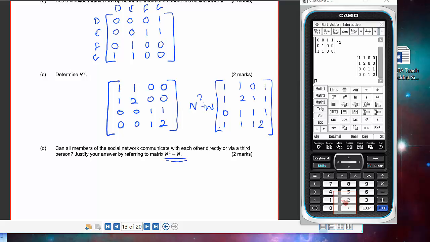Well, the answer is no. And the reason is we have 2 zeros in N squared plus N. So this matrix would be direct communication for N, and via another person is N squared, but we still have 2 zeros, so those ones cannot be done.